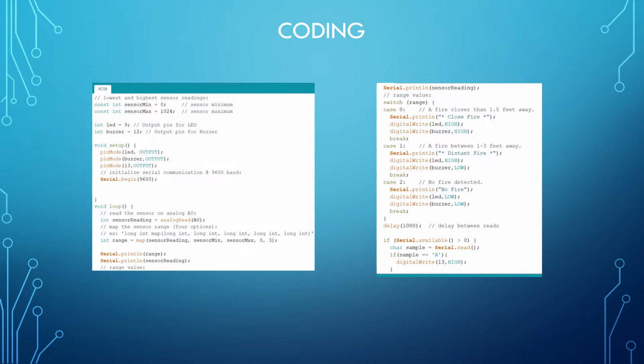So here we have three cases that we already made for this project. The first one, when the fire is between 0 to 100 nanometer away, the buzzer and LED will be on. The second case was when the fire is between 101 to 800 nanometer away, the buzzer will be off, but the LED will be on. And the last case was when the fire is between 801 until 1200 nanometer away, the buzzer and LED will be off.